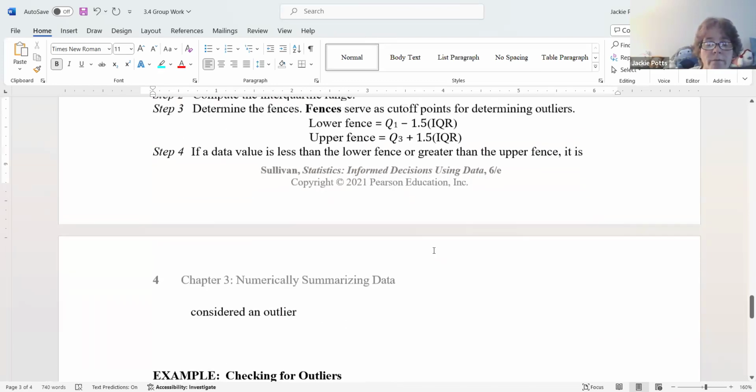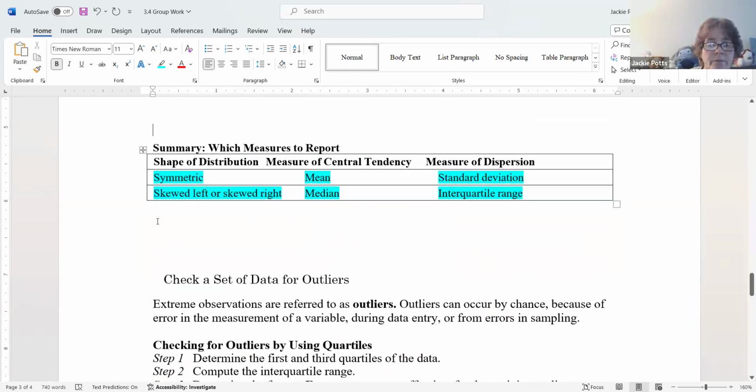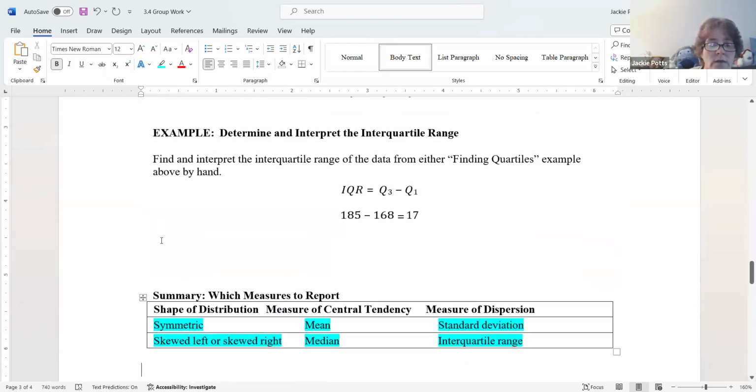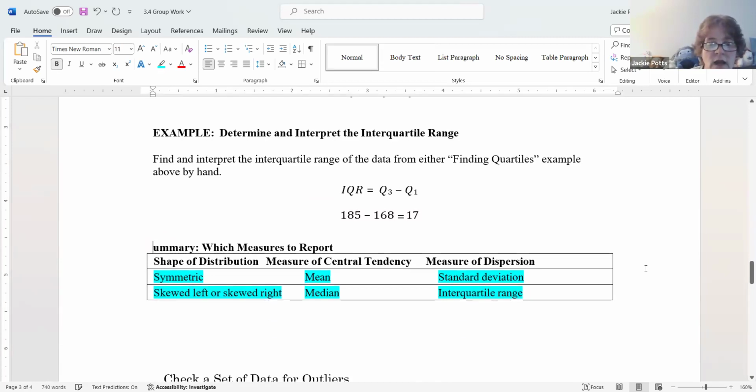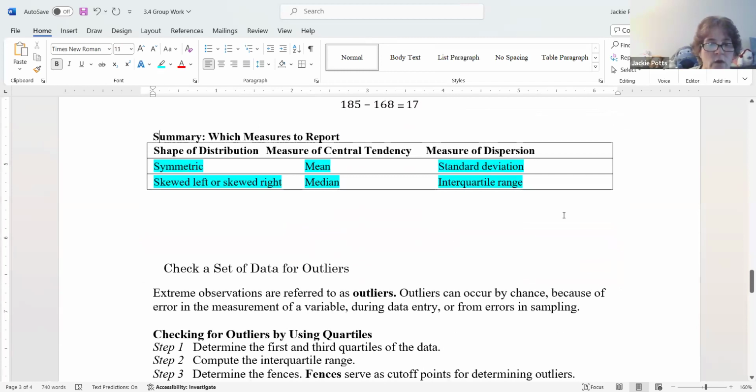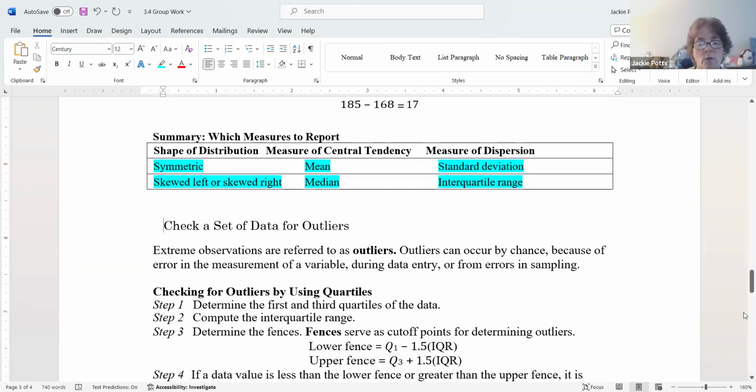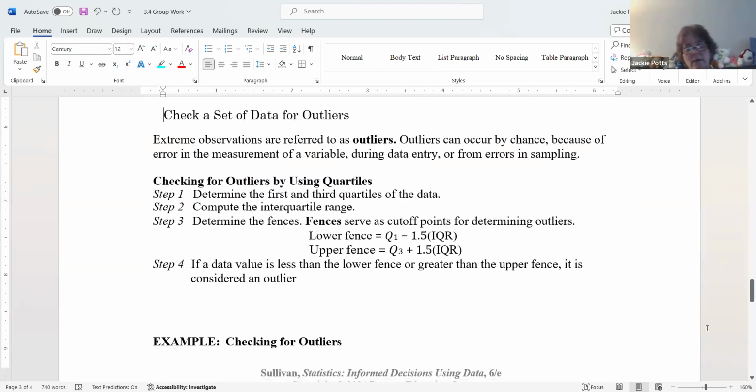So, let's see if I can't move this up, because as I start typing, things jump. So, why is the importance of an IQR? Well, the IQR is how we decide if we have an outlier. And this is what we use. We use lower and upper fences. Now, please do not get the lower fence and the upper fence confused with Q1 and Q3.